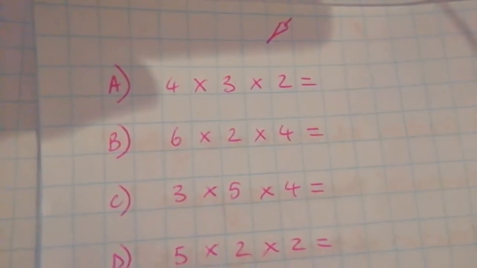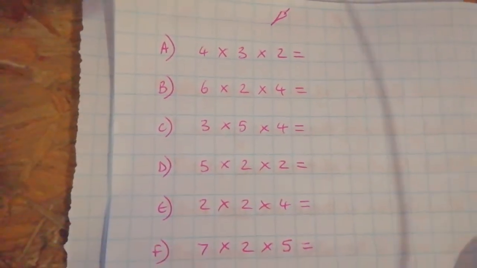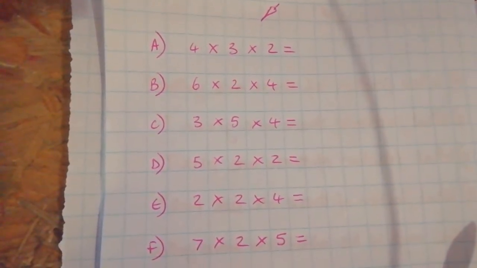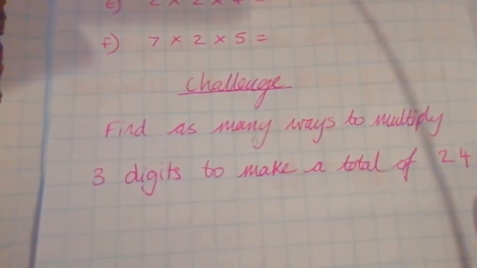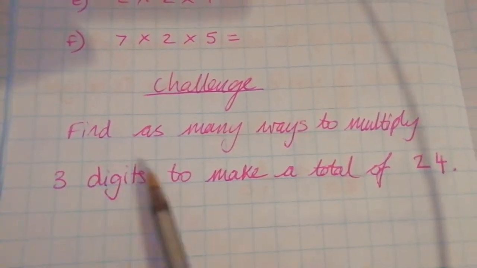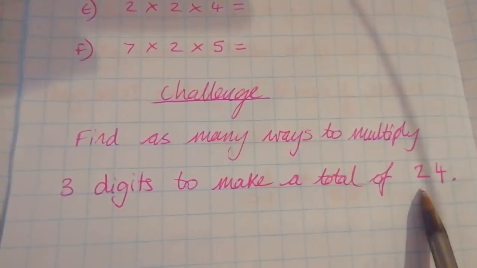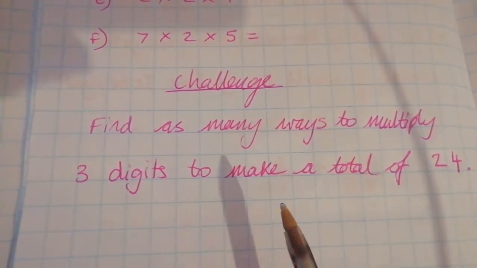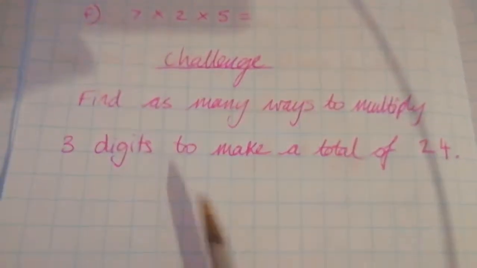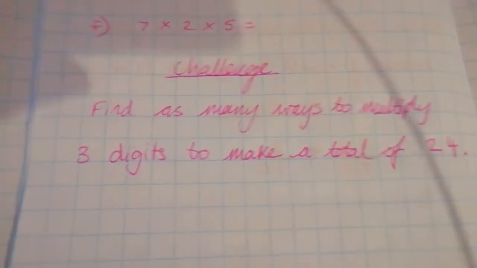Right. Chili 1 people. Here are yours, and I'll see if I can fit them all on. There we go. Pause there. And here is your challenge. For your challenge, it says find as many ways to multiply 3 digits to make a total of 24. So how many different ways could you do 3 times 4 times 8? Oh no, that wouldn't work, that'd be too big. How many ways can you find three digits that you multiply together and you get an answer of 24?